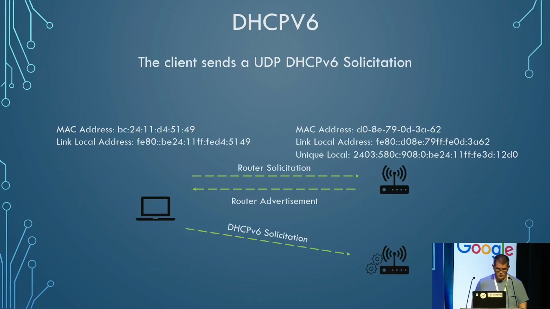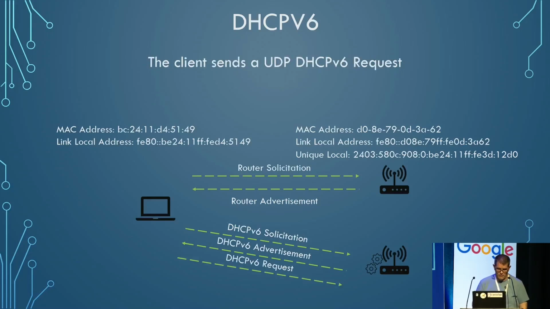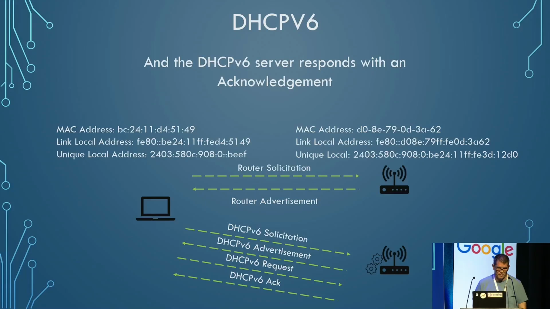It then sends back to either the same router or to another service a DHCP solicitation, gets back its advertisement, chooses what it wants to use and sends back the request for that address, and the service will say, yes, okay, I'm happy with that, you can use that address, go ahead. It then configures its unique local address based on that.